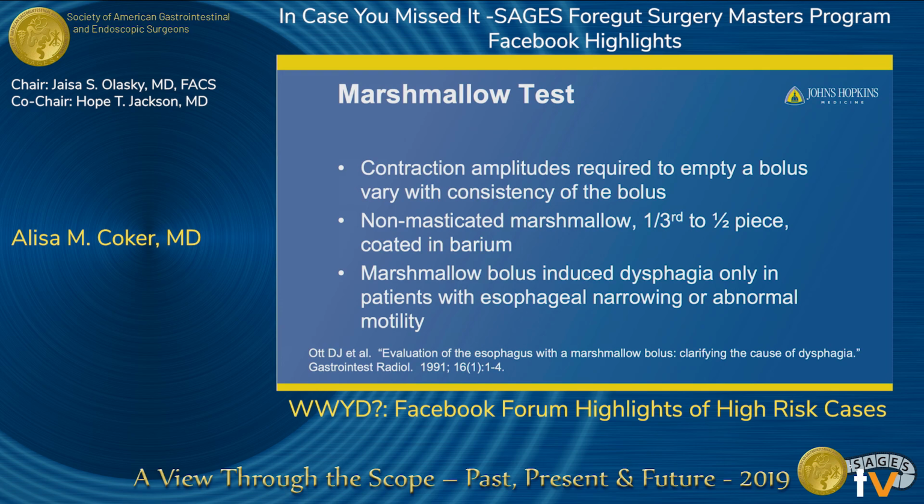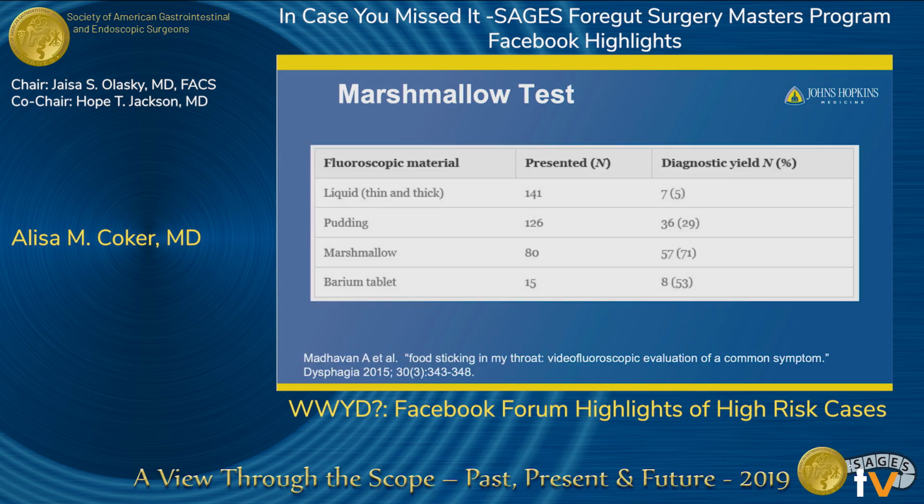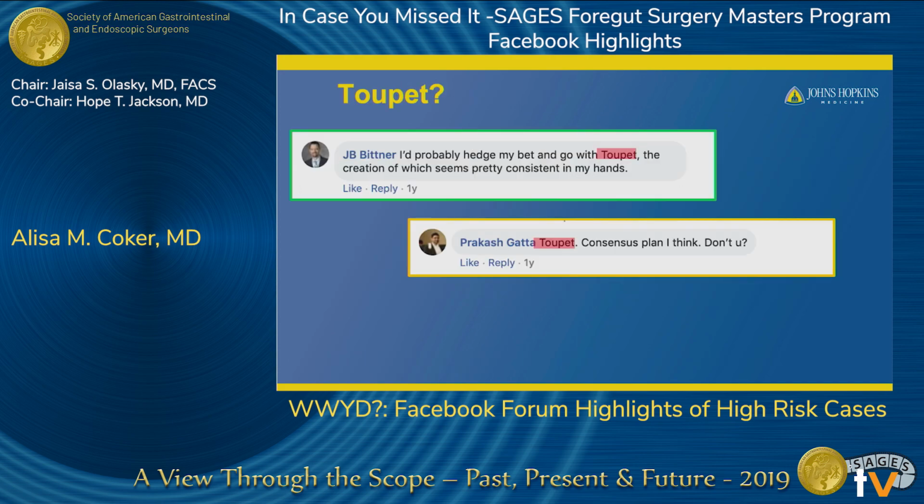A common solution to this is to give a standard marshmallow cut to 1/3 or 1/2 of its size, coated in barium. Studies have demonstrated that this can induce dysphagia when a stricture or abnormal motility is present. Another article looked at globus sensation, and the marshmallow had the highest diagnostic yield at 71% compared to barium tablet, pudding, and liquids. For this case, Dr. Bittner and Dr. Gatta were willing to jump in with a toupee, so they agreed with probably about half our group here today.